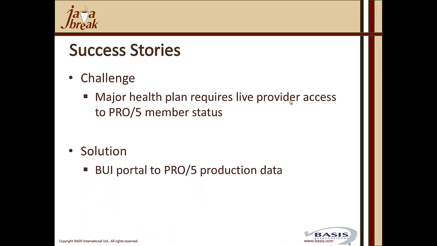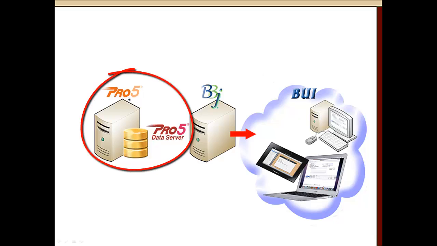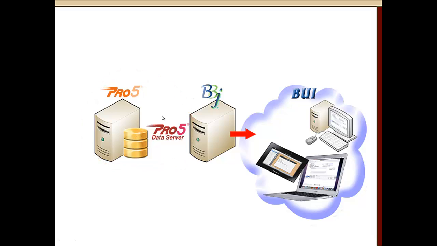And the solution was to take advantage of the browser user interface to create a portal to the Pro5 production data. So here we have the Pro5 system, several hundred users, and what they did is install BBJ on a separate server and provide access to the Pro5 data via the Pro5 data server, and this fueled the BUI application that could now run on a browser on the provider's desktop, or indeed it could run on laptops or tablet type devices.